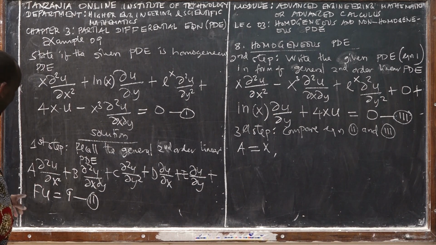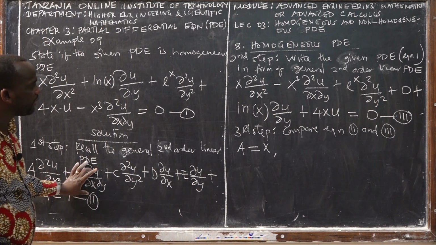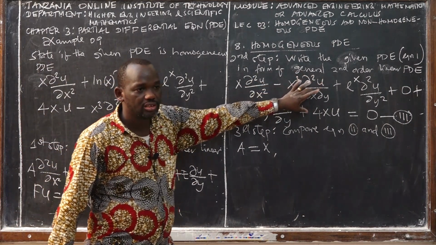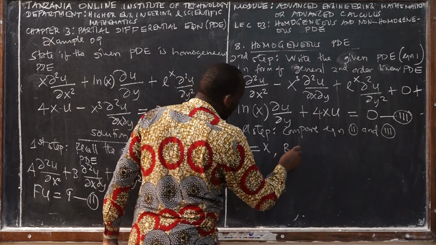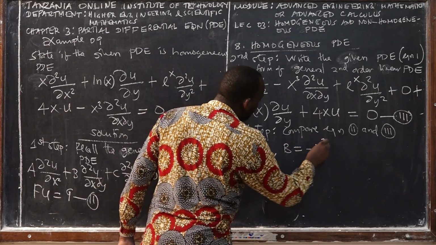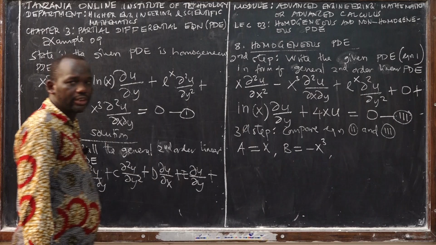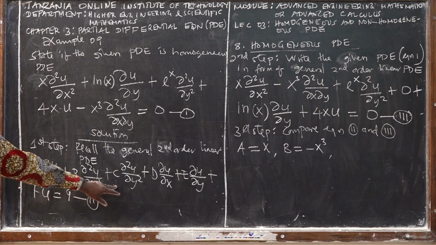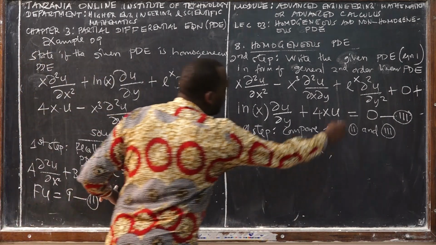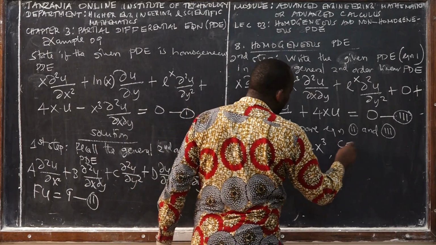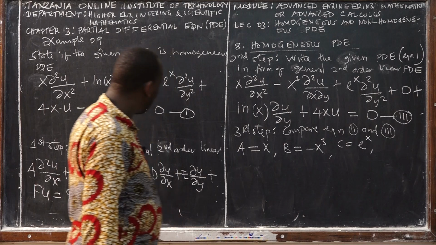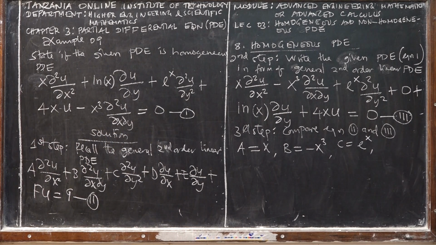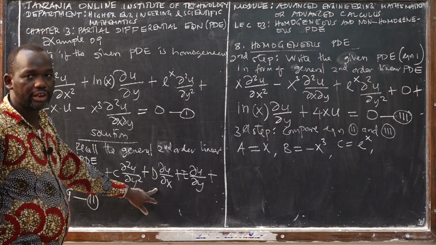Yes. Then these partial derivatives will cancel with this one. Then B is equal to what? A negative X cubed. Okay? Then we compare the steady term with the steady term. Then we say C is equal to what? Do you understand? Yes.